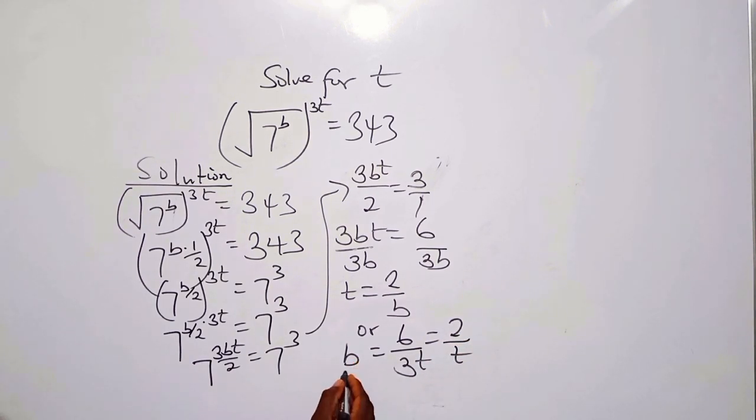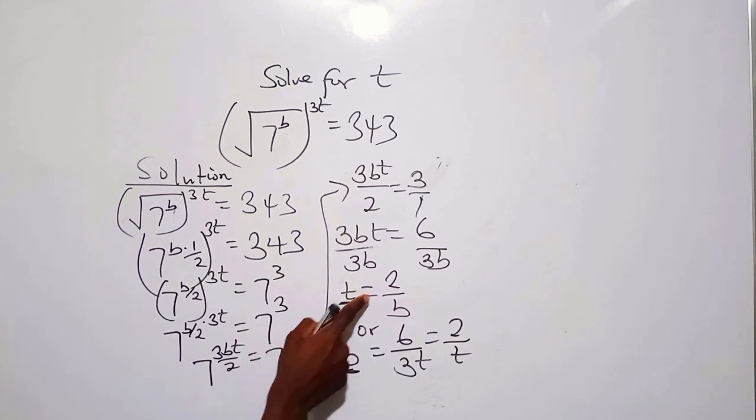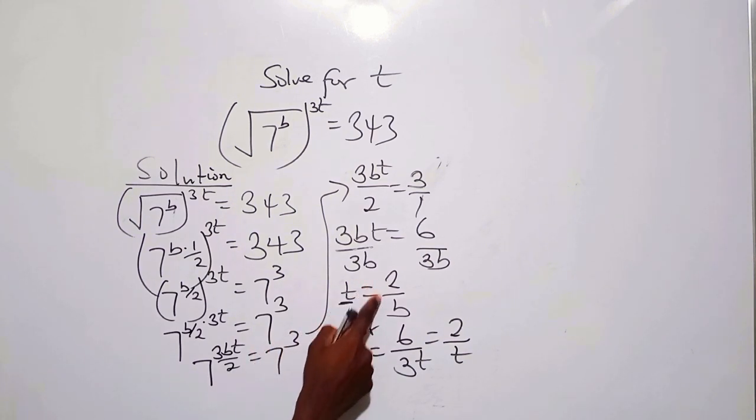In this case of making b the subject of the formula, the answer is 2 over t, but to make t the subject of the formula, we have the answer to be 2 over b. Thank you very much.